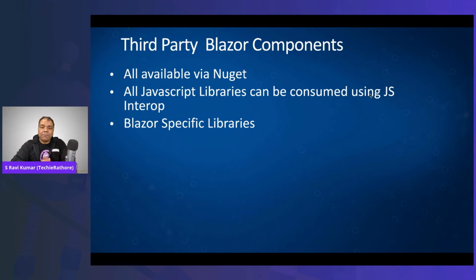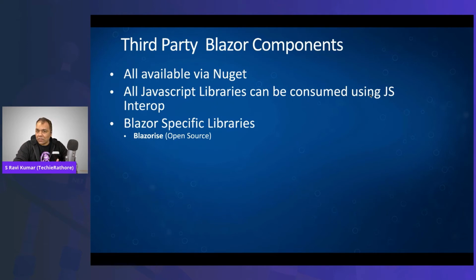Then there are many Blazor specific libraries also. So just like ASP.NET or ASP.NET MVC, we have many component libraries which are very popular and used by people, and they are available in Blazor too. A few of them: Blazorise, which is open source and free, and it has been ported to .NET 5 also. I am using it in almost all of my applications. I thoroughly use Blazorise.